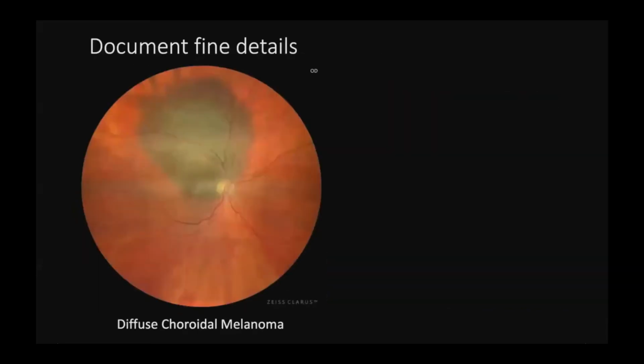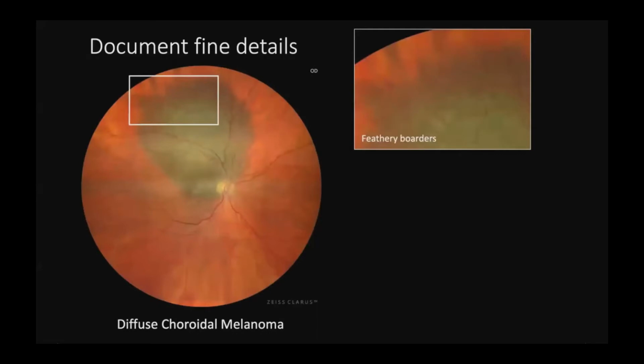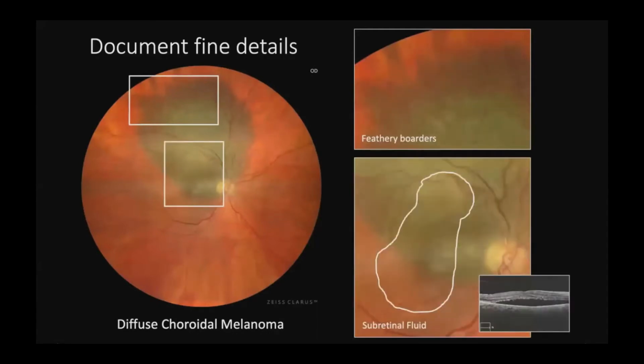It can also be useful to document fine details, especially in the periphery. This is a diffuse choroidal melanoma. Here you can see the feathery borders of the lesion as well as the subretinal fluid.